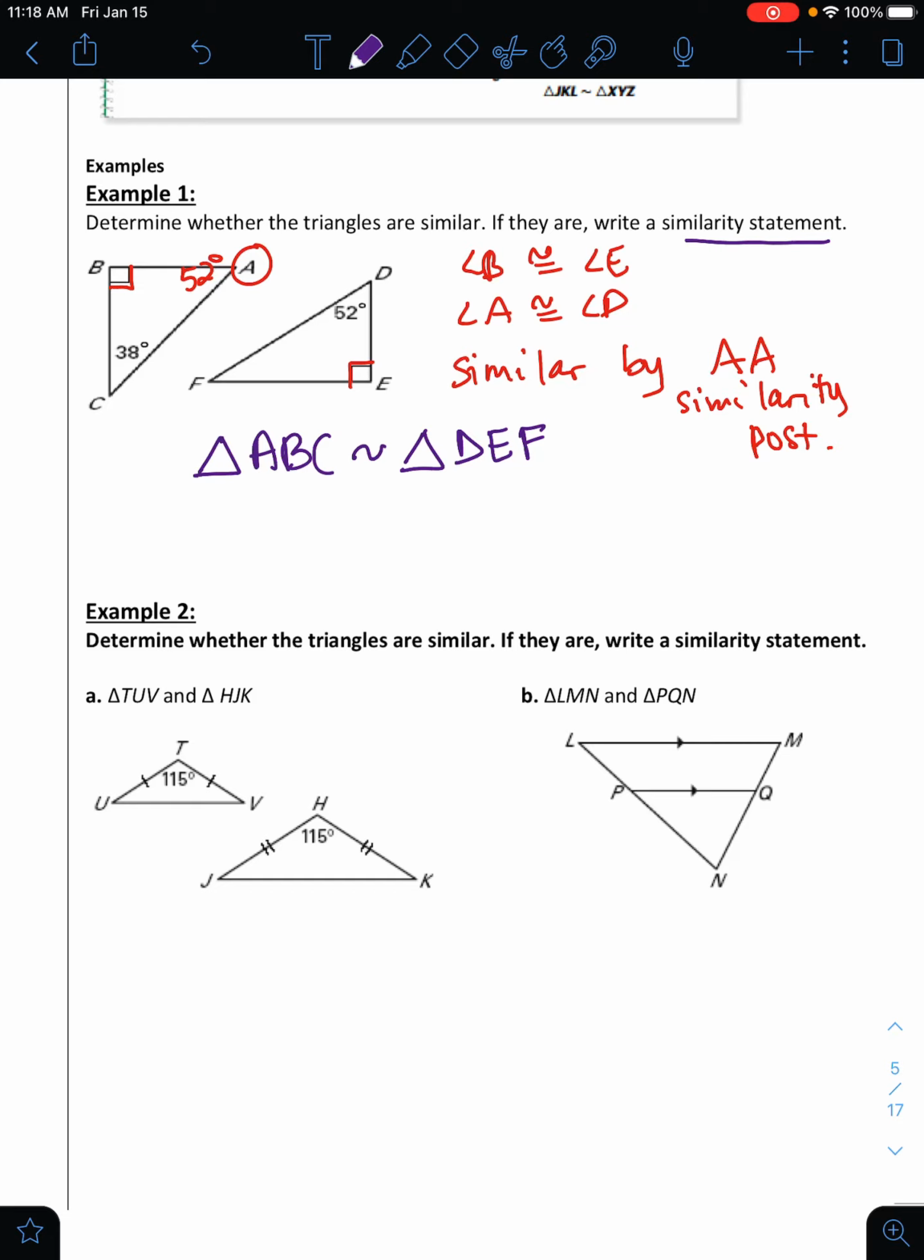Okay, try A and B below. Pause the video. I want you to determine if they're similar. If they are, go ahead and write that statement.